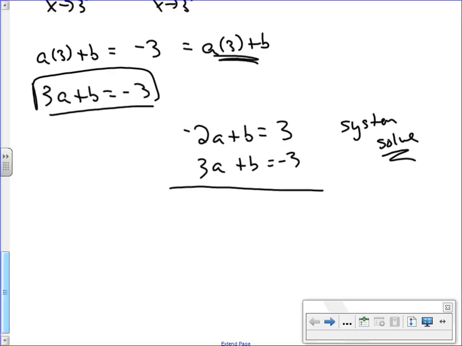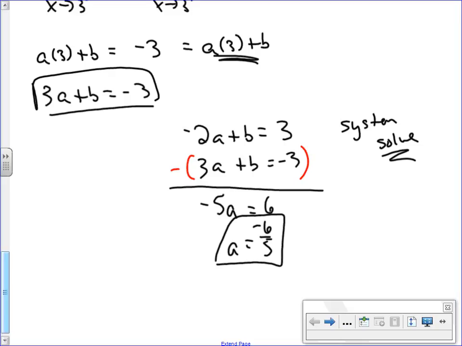There are various methods. You can add them together. You can do substitution. There's multiple ways to do this. It looks like if I subtract them, the b's will go away. So I think you'll all remember doing that. Negative 2 minus 3, negative 5a, the b's disappear, and 3 minus negative 3 is 6. And the value of a, what's going to make this work, is negative 6/5. An unexpected value, but a correct one.